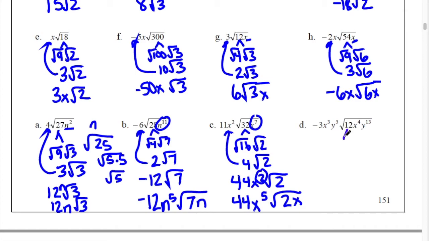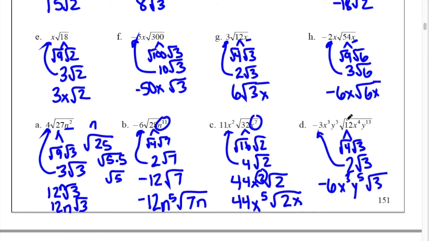On letter D, we have 12, which is the square root of 4 times the square root of 3, which is 2 root 3. The 2 comes out with a negative 3 to be negative 6, x to the 3rd, y to the 5th, radical 3. We have an even number of x's, so 2 of them get to join the 3 already out here, so we have negative 6x to the 5th.